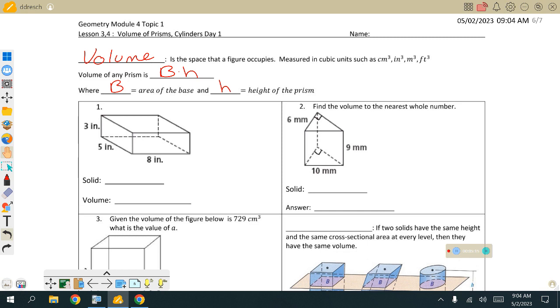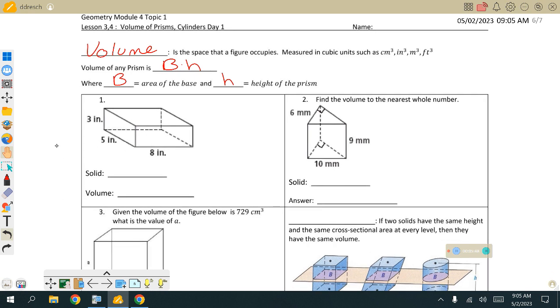Now, let's start using our formula. Depending on what prism you're focusing on, that capital B times H changes depending on what shape the base is. So let's start off with the basics. First thing you gotta know is what solid you are dealing with. Are you dealing with a rectangular prism? A pentagonal prism? A triangular prism? It all changes based on the shape of the base.